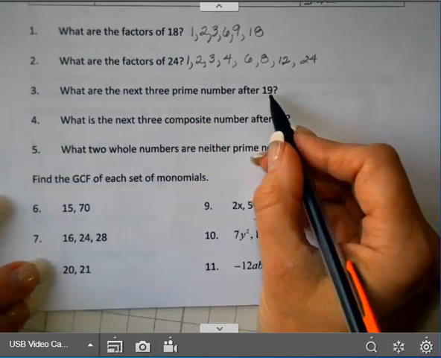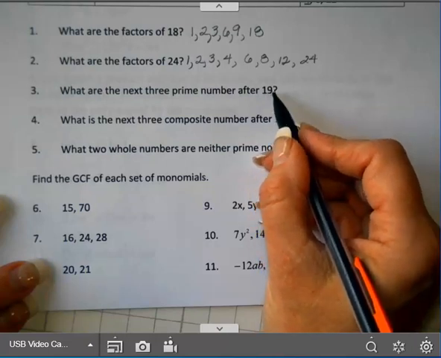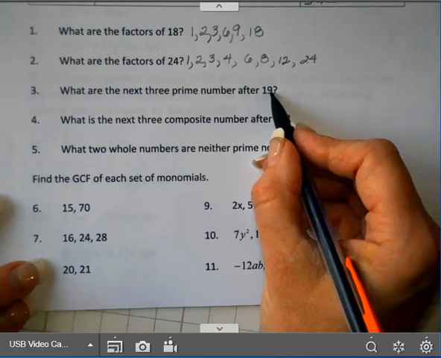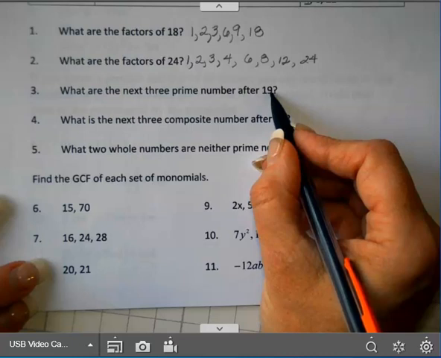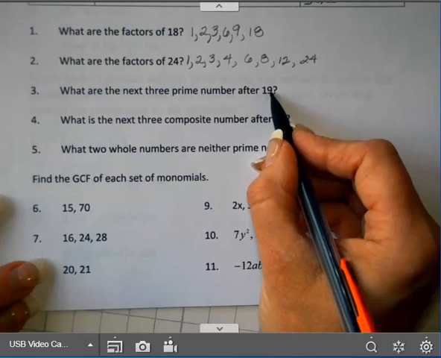The next three prime numbers after 19. Okay, so let's look at 20. 20 has 1 and 20, but it also has 2 and 10, 4 and 5, so it has extras, so 20 is not going to work. 21 has 1 and 21, but it also has 3 and 7, so that won't work. 22, you have 1 and 22, but 2 and 11 also work, so we've got some extra ones there.